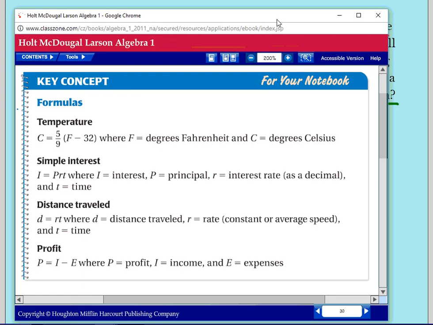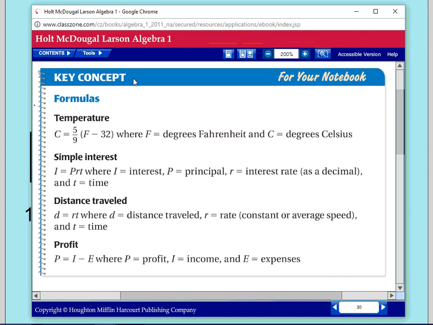Let me just get this in here. Please make sure you write these formulas down in your notes so you can look back on them. Tomorrow you can look back on them for your daily quiz as well and while you're working.